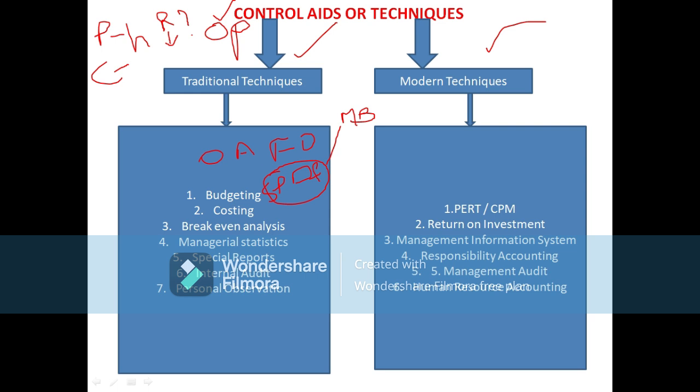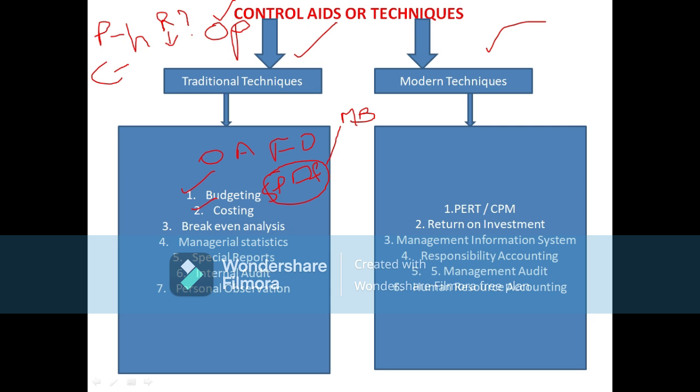And the second one, after budgeting, is costing. Under costing, it is nothing but an expense. Costing, or cost accounting, is part of the overall accounting process and is mainly concerned with cost determination.